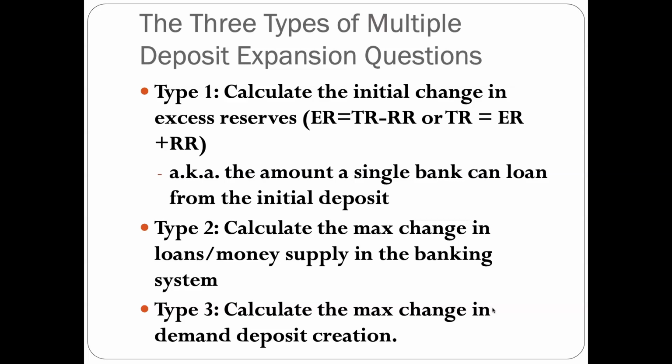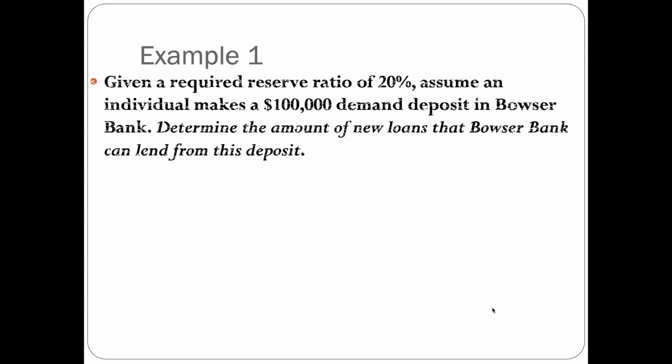Type 3, we're going to calculate the max change in demand deposit creation. So example 1, we're given a required reserve ratio of 20%. We're going to assume an individual makes a $100,000 demand deposit in Bowser Bank.